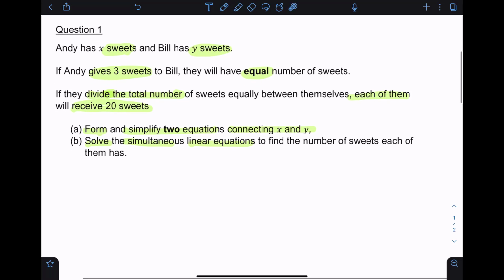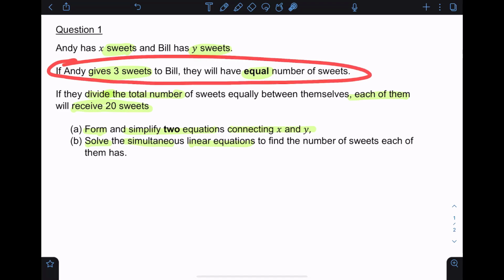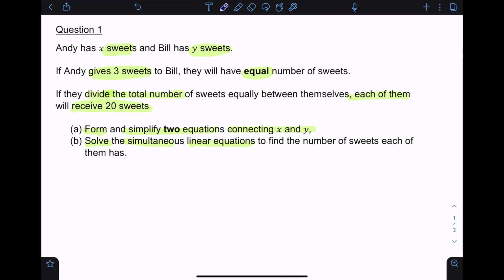So from the first if here, if Andy gives 3 sweets to Bill, they will have an equal number of sweets. If Andy gives 3, Andy will have X minus 3 sweets, because you take away 3, and this will be equal. They will have an equal amount of sweets. This will be equal to Bill's sweets. Now Bill's sweets will become Y plus 3, because Bill will receive the 3 sweets from Andy. So this is the very first equation you can come up with.